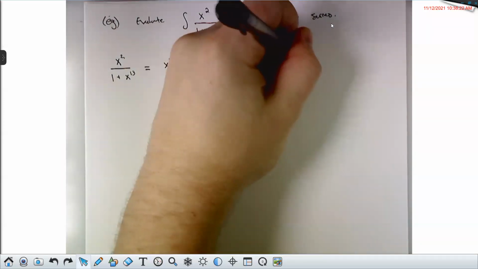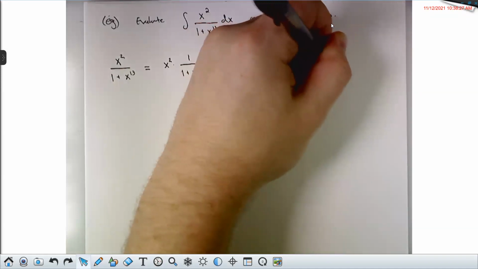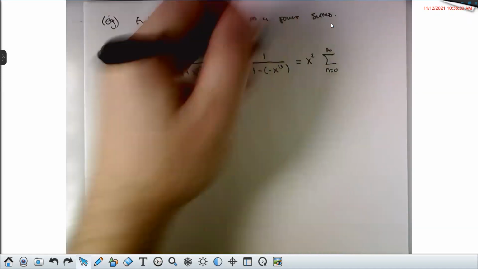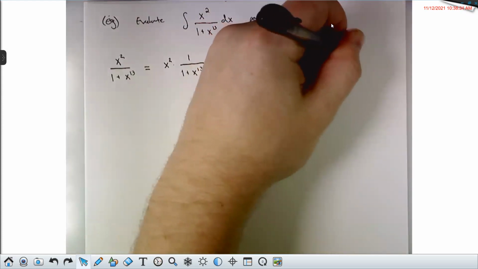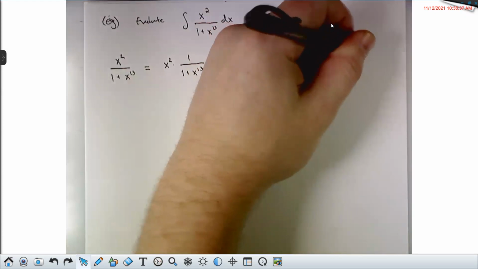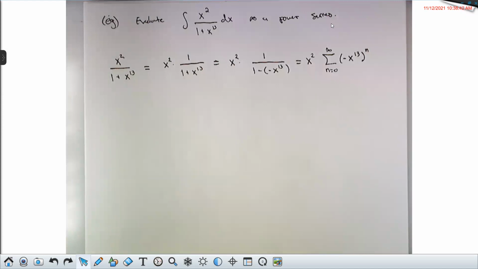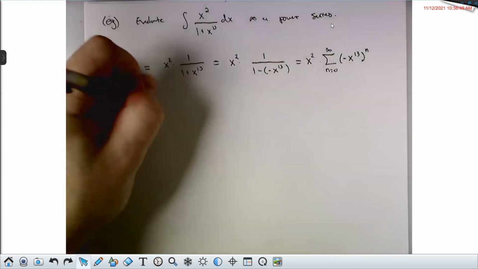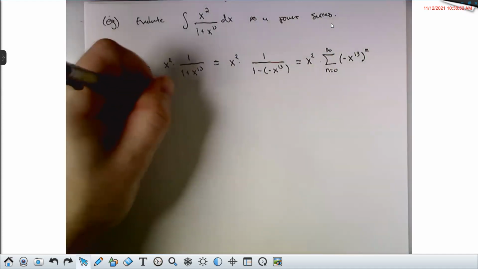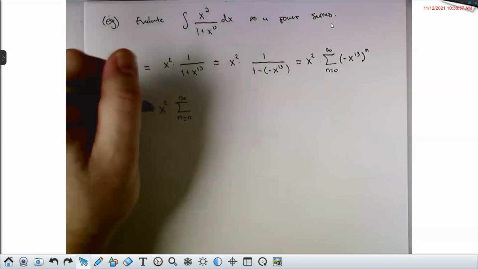And now here's my 1 over 1 minus u, the x squared still chilling out front. But 1 over 1 minus negative x to the 13 is sigma n from 0 to infinity, negative x to the 13, all to the n. And again, what makes a constant with respect to the series is that it doesn't have any n's in it. I'll leave the x squared out for now as I simplify inside, but the x squared will be able to come in.